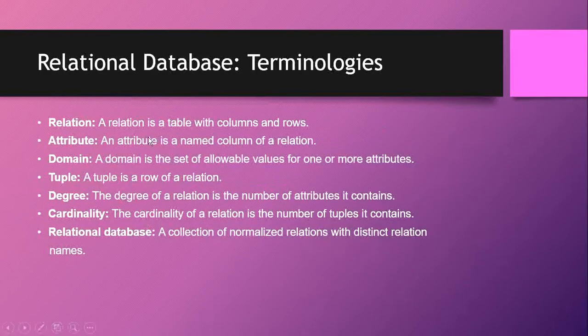So first, let's discuss the different terminologies of relational databases. First, why do we call it a relational database? Because we use relations in our database. So what is a relation? A relation is a table with columns and rows. Basically, a relation in the relational model is a two-dimensional table that has columns and rows.